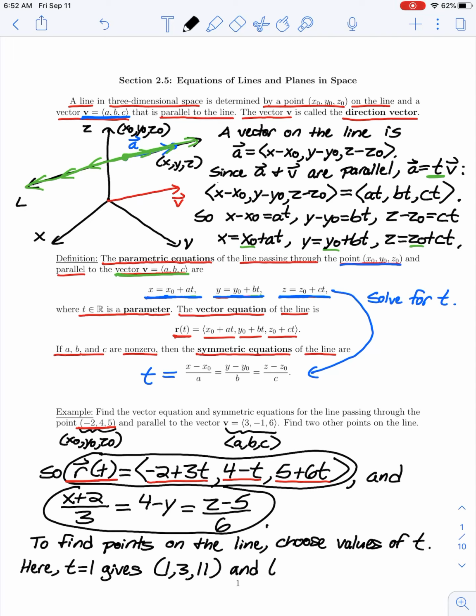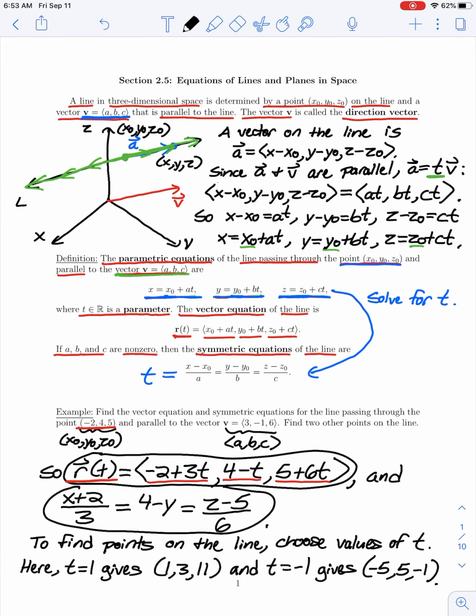And we could take maybe t equals -1 to get another point on our line. So if t is -1, we would have the components of our vector as -5, 5, -1. So these would be two other points that lie on our line. And to get more points which lie on this line, we could just take other values for t. They don't necessarily have to be integer values. Here, t could be any real number.